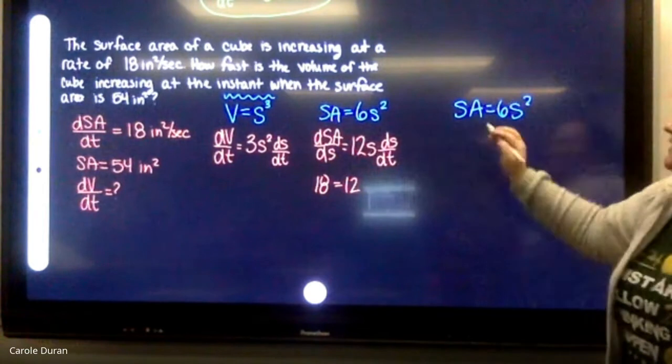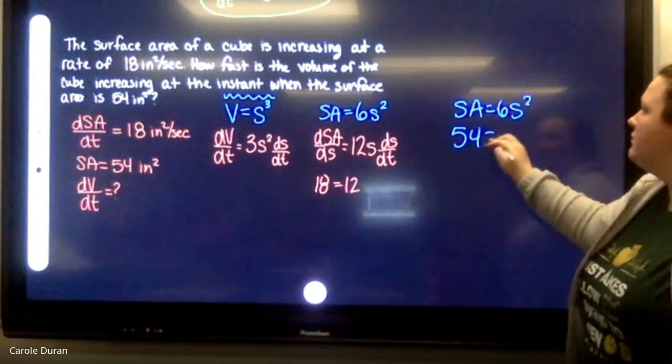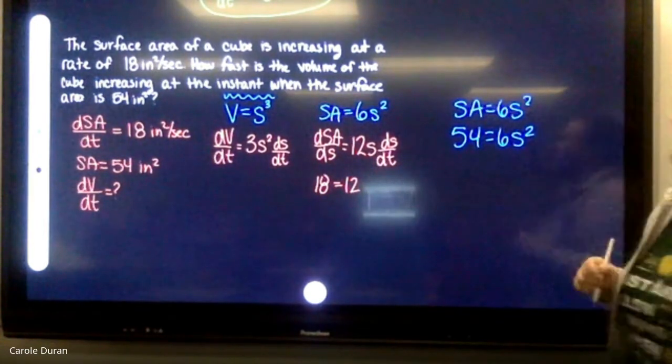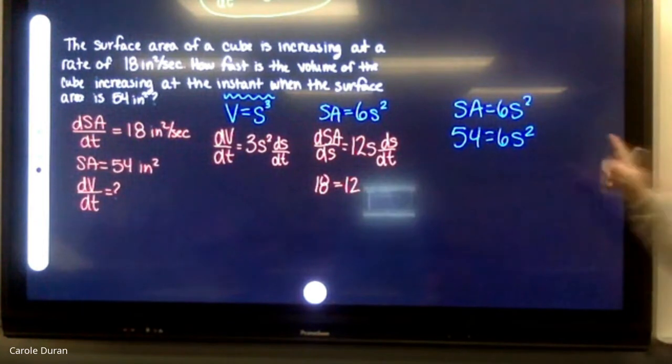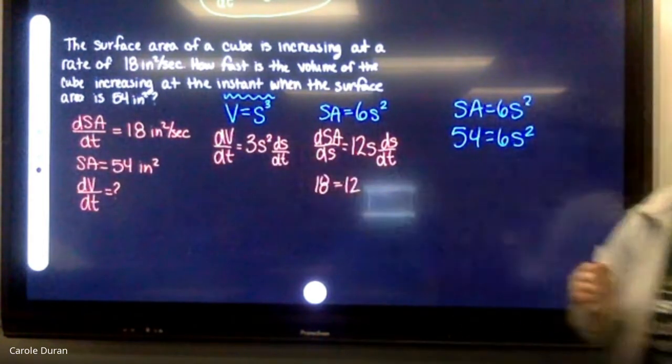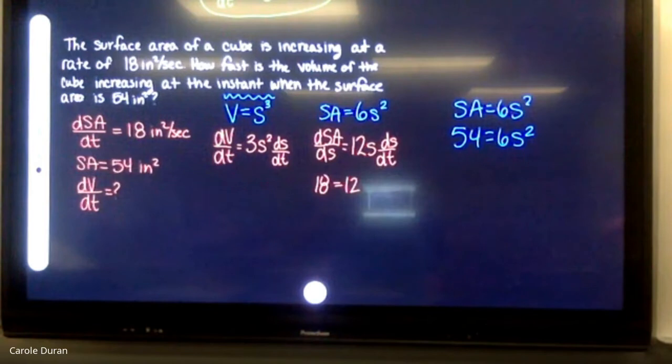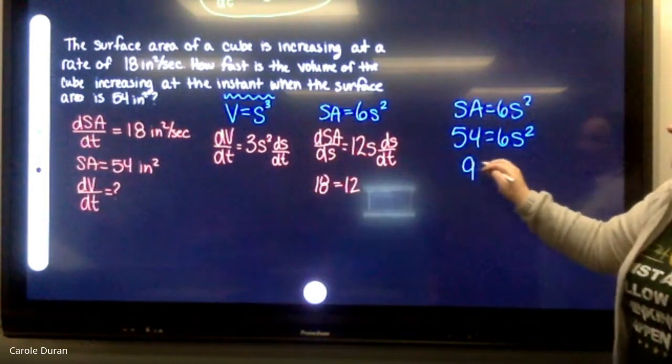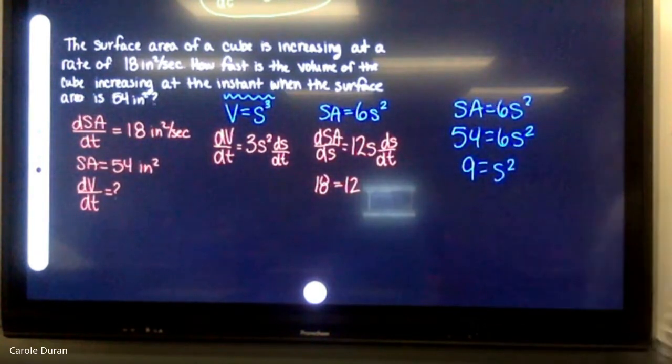I know my surface area is 54. And now I can easily solve for S and I can plug it into both of these at the same time. Divide each side by 6, I get 9 is equal to S squared. What's the square root of 9?